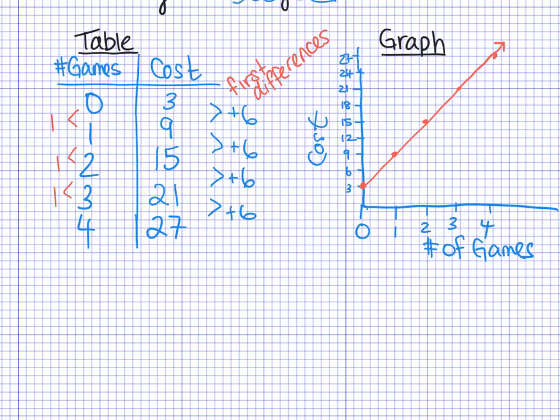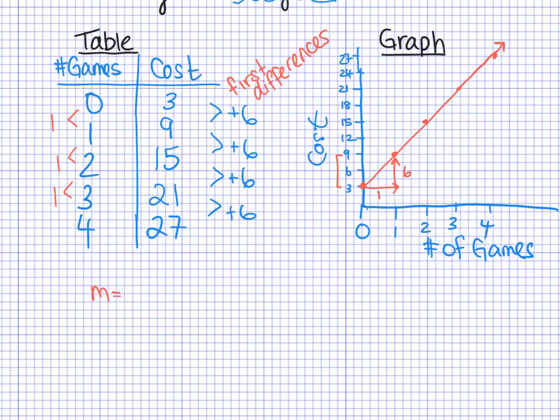Remember how we talked about first differences kind of like your rise, and the x values here are kind of like your run. So it does make sense, because if we go over 1, then we go up 6, using my scale here. From 3 to 9, that's 6. And from 0 to 1, that's 1. So we have a slope of 6 for this graph, which is the same as our first differences.